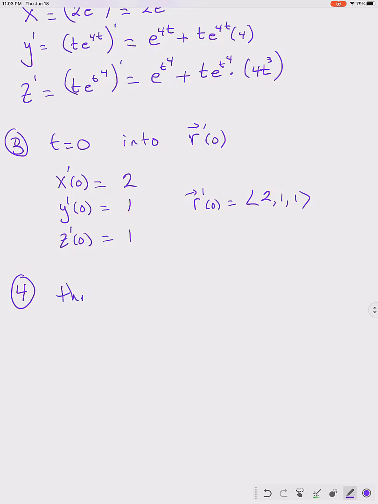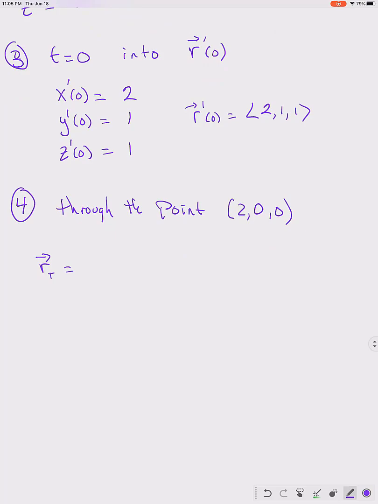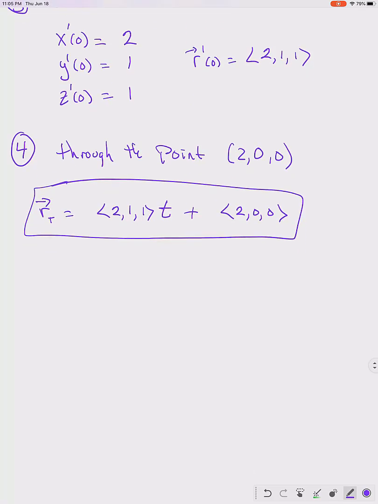So then what we have to do is put this together. Through the point (2, 0, 0) would mean we need this line. I'll just call it r tangent of t, which would be equal to the vector (2, 1, 1) times t plus this other vector (2, 0, 0). But they want the parametric equations, so let's write out the parametric equations.